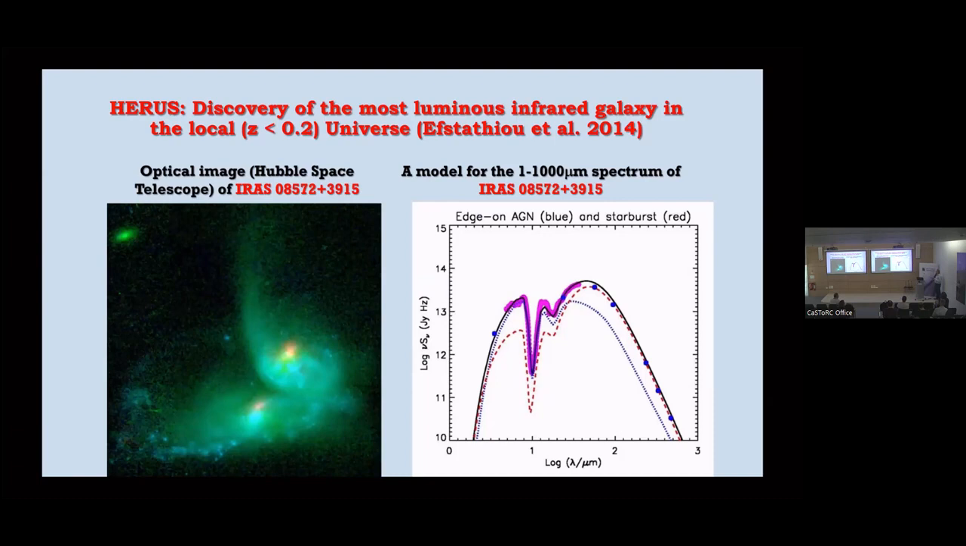We studied this galaxy called 08572+3915. It's actually, for me, one of the most interesting galaxies in the local universe, because if you do the calculations of what is the energy source of this galaxy, it turns out that 90% of its luminosity is due to an accreting supermassive black hole, which is impossible to see from the image. You can only see from the plot on the right, which is a model of its spectral energy distribution. And this makes it the most luminous galaxy in the local universe.